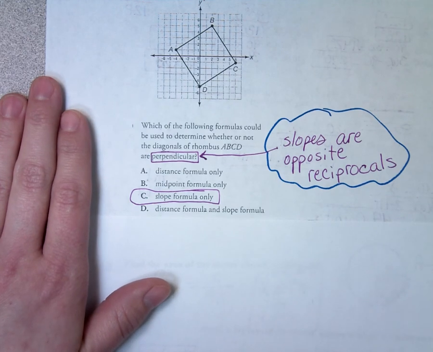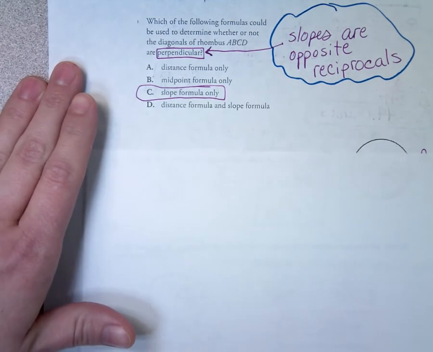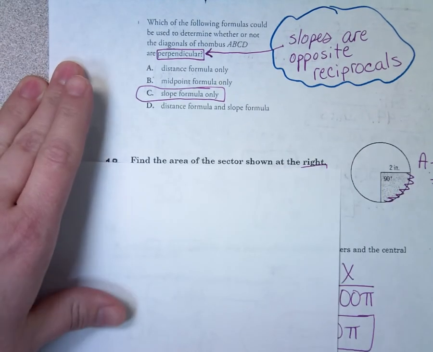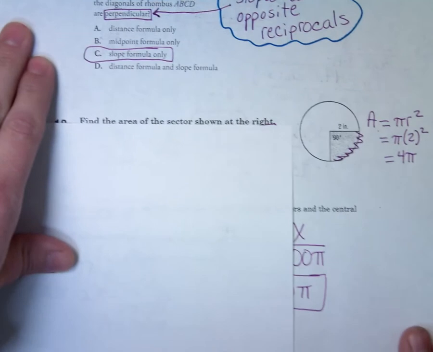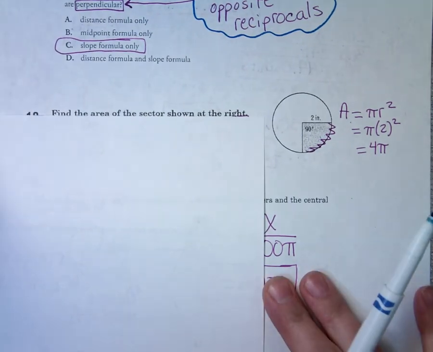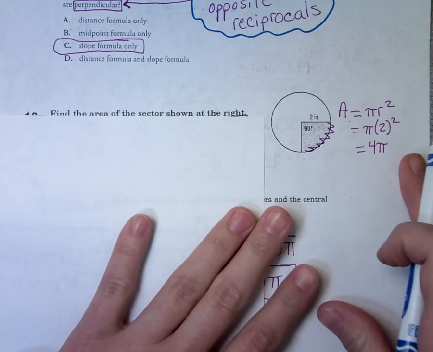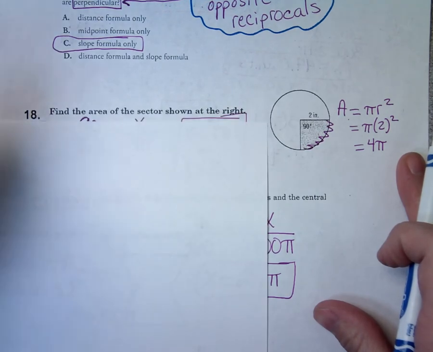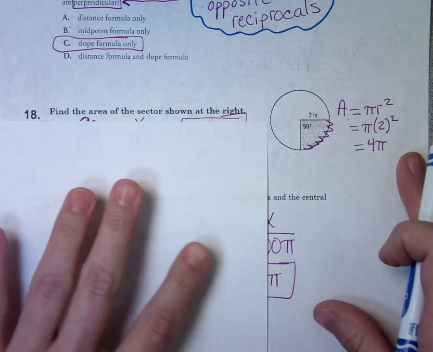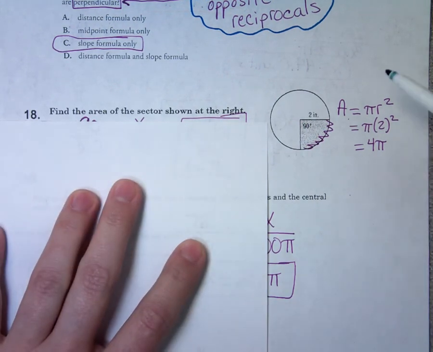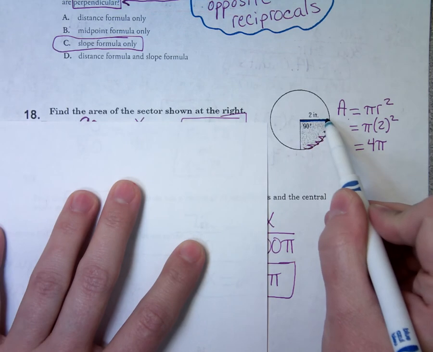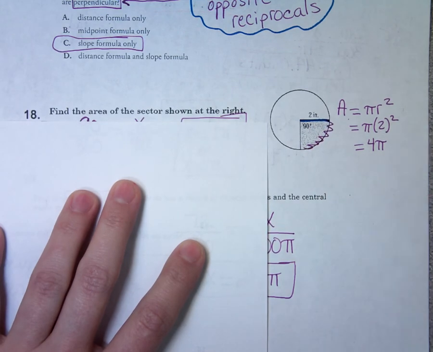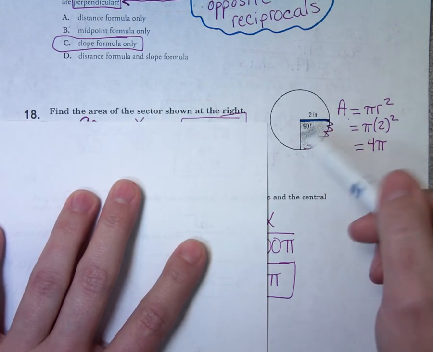Okay, 18 and 19. This is pretty recent stuff. This was in our last test that we took. Number 18 wants to know the area of the sector. So I know if I want to find area of a sector, an area of just a piece of the circle, that I need to know area of the entire circle. So I use that formula off to the side. Area equals pi r squared. I know my radius is 2. So pi times 2 squared is 4 pi. So that's the area of the entire circle.